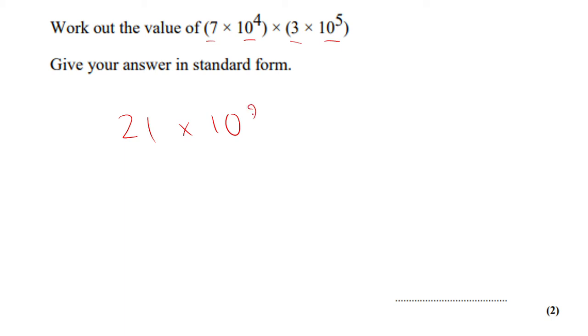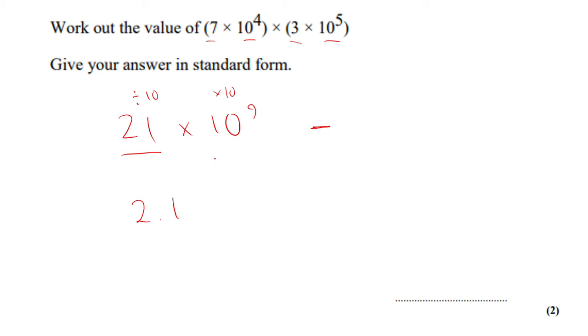Now you should know that this is not standard form yet because the number here should be in between 1 and 10. So to get it into between 1 and 10, I'm going to divide it by 10. So 21 divided by 10 gives me 2.1. Now if I divide this number by 10, for the overall answer to be the same, it's only fair that I multiply this number by 10, so the overall answer will be the same.